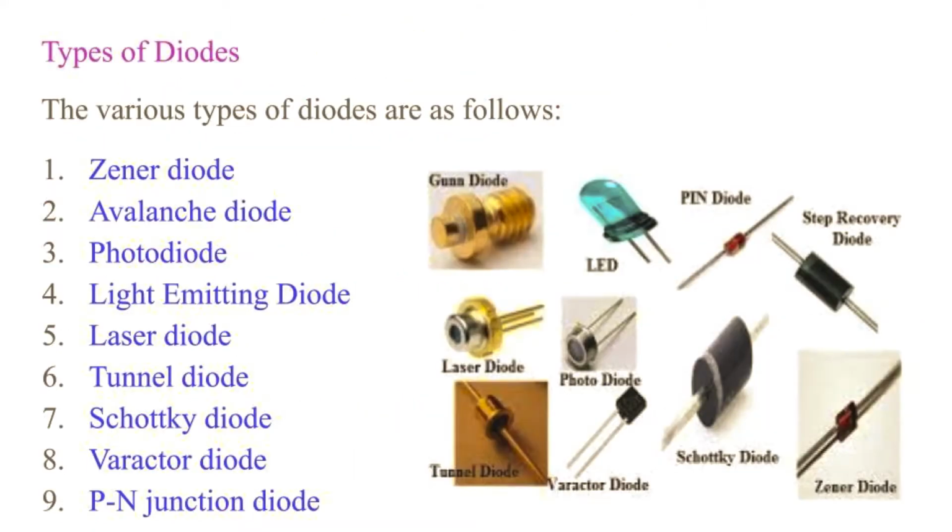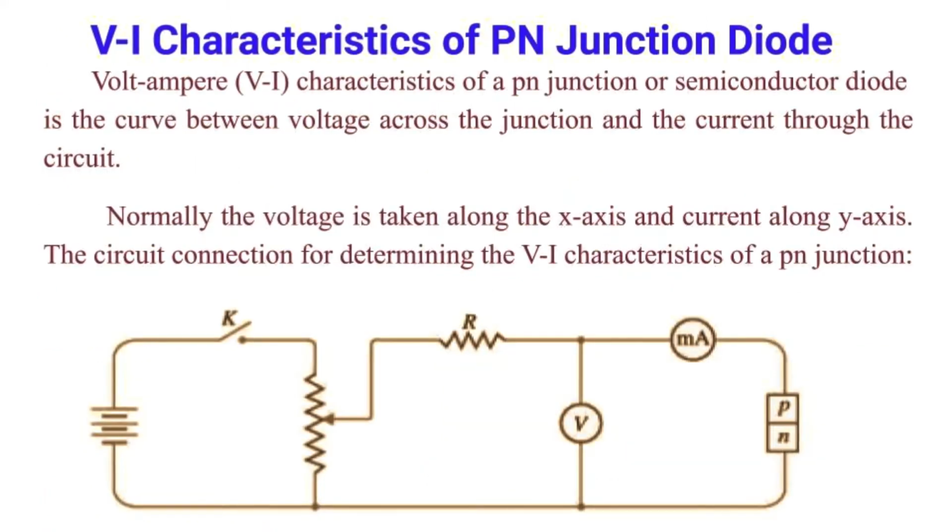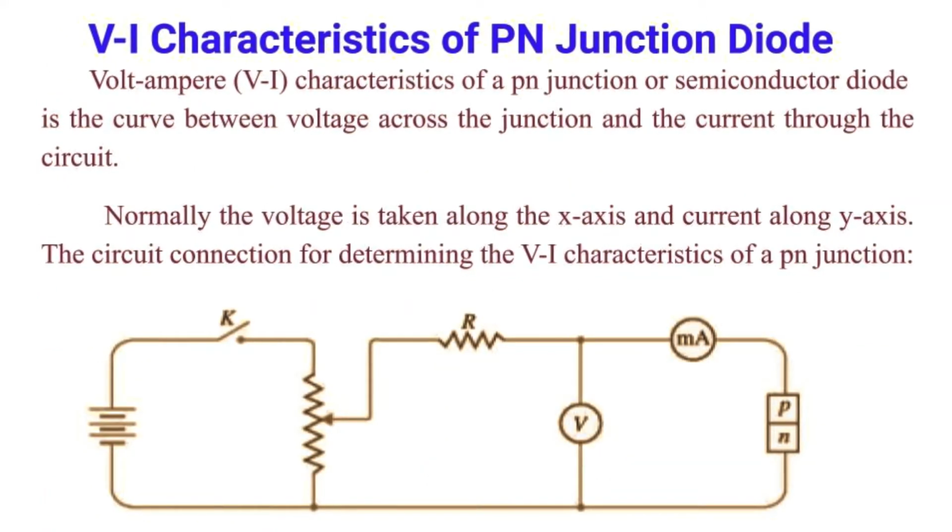Actually, in the market there are so many diodes available. A few of them are shown in the picture, namely Zener diode, avalanche diode, photodiode, light emitting diode, laser diode, tunnel diode, Schottky diode, varactor diode, PIN diode, step recovery diode, etc. They are designed for special purposes. Actually, they differ in fabrication, material selection and dopant level. In this section, let us see IV characteristics of a PN junction diode alone.